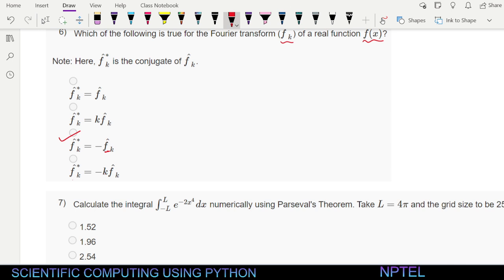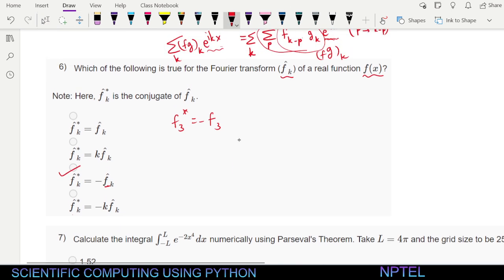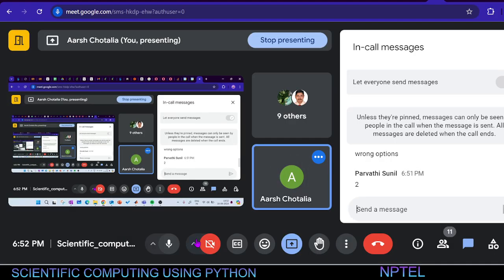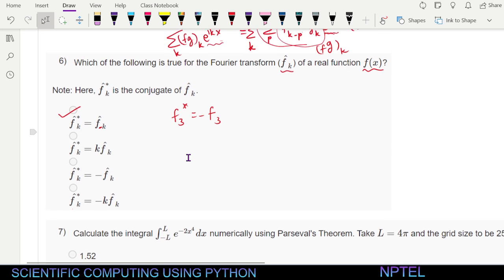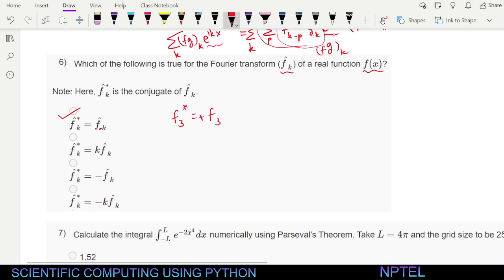Okay. So what this means is that f_3 star is going to be not minus f_3. Wait, is it real or imaginary? Oh, it's real. Then f_k star is f minus k, right? Sorry, not this one. Who said 1? Yeah, Rajesh. Okay, this is going to be f of minus 3.